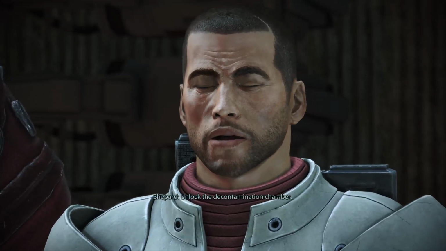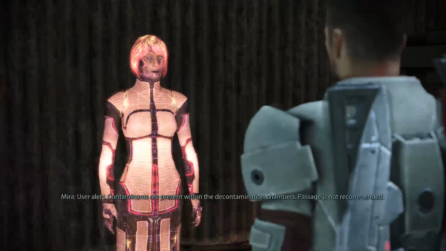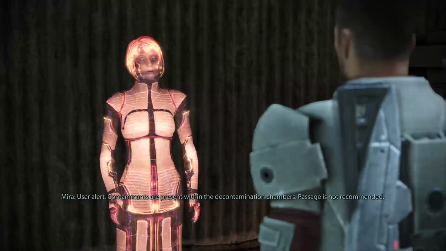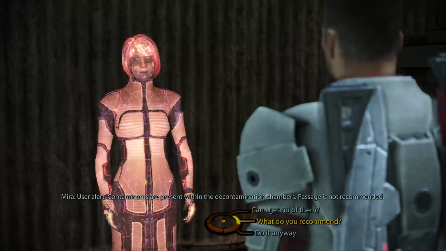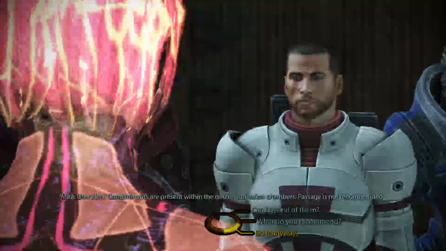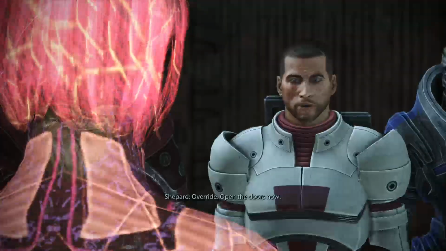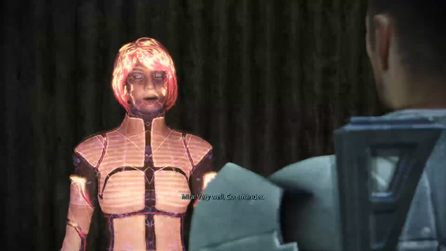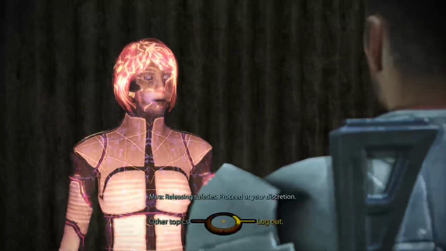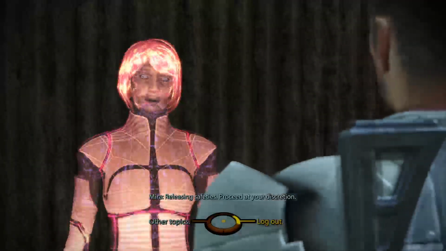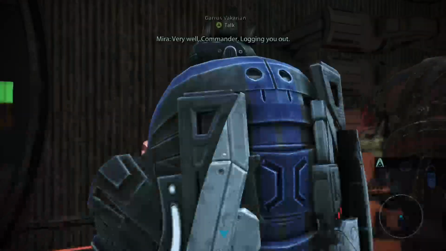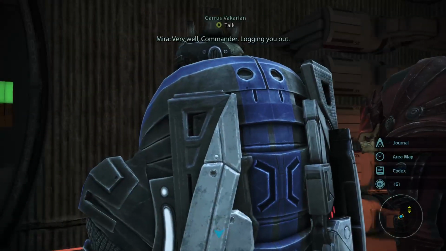Unlock the decontamination chamber. User alert. Contaminants are present within the decontamination chambers. Passage is not recommended. Override. Open the doors now. Very well, Commander. Releasing safeties. Proceed at your discretion. That's all I need right now. Very well, Commander. Logging you out.